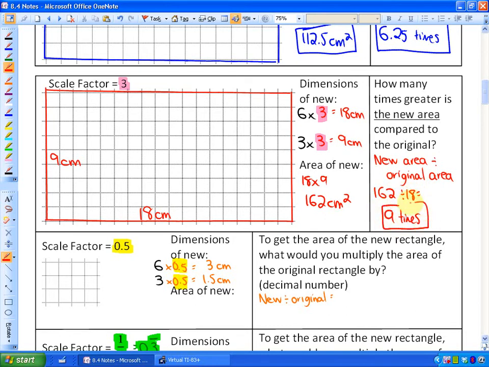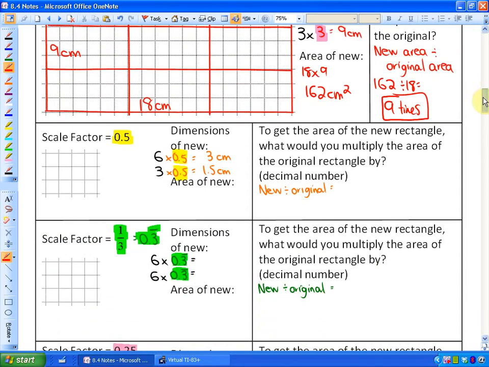For those of you who are visual learners, you may want to pay attention to this. You will see that 9 rectangles of 6 by 3 fit inside of an 18 by 9 rectangle. That would be the explanation visually. So far we've looked at scale factors being enlarging.